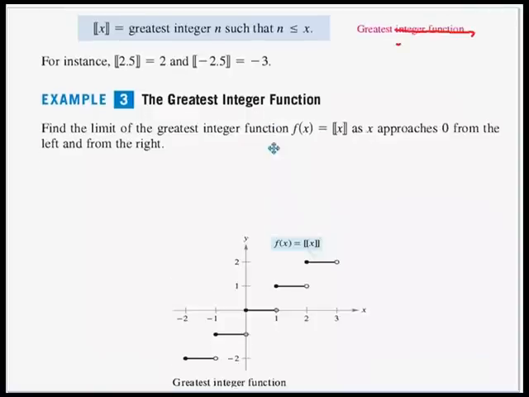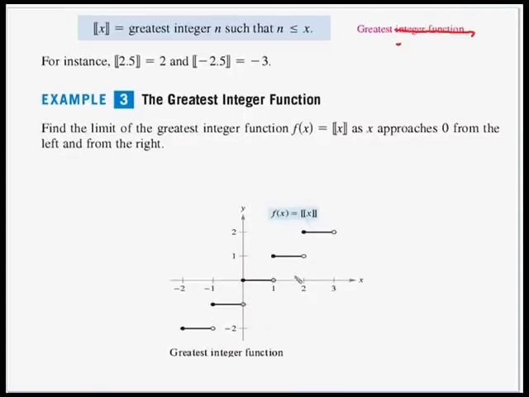And graphically, these were pretty interesting functions. We're just going to have little horizontal bars.